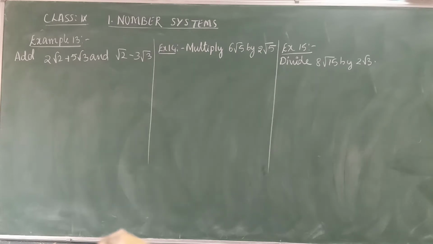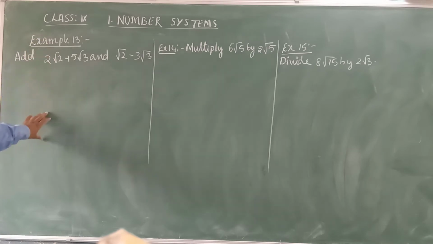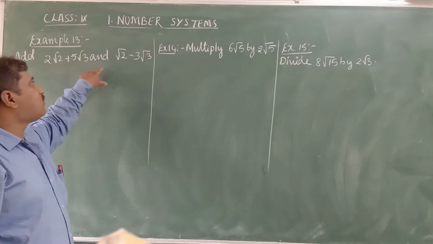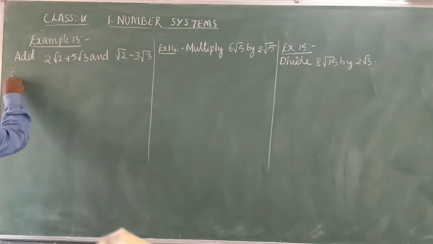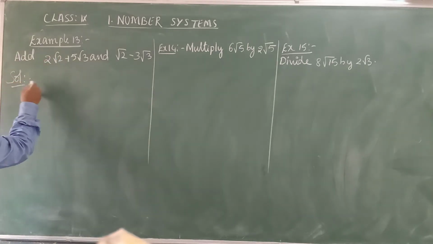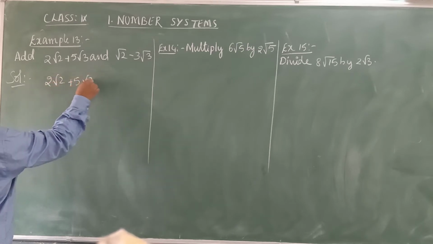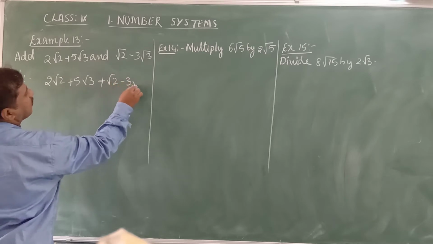Now, with this knowledge, what we studied, we will solve some of the questions. Example 13. Add 2 root 2 plus 5 root 3 and root 2 minus 3 root 3. We have to add these two. So 2 root 2 plus 5 root 3 is added to root 2 minus 3 root 3.